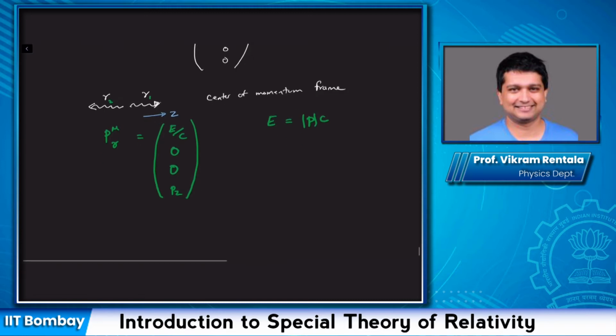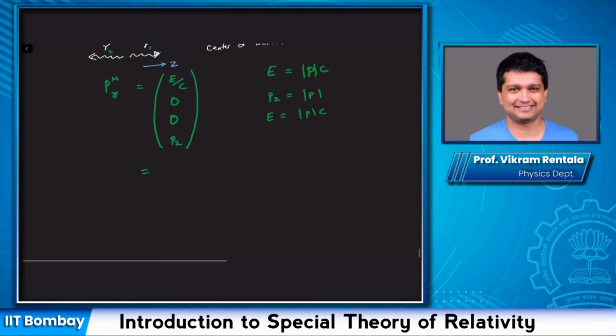Okay, and so we can take Pz to be the magnitude of momentum, the same as the z component of momentum, and therefore E will just be mod P times C, and we can write this now, the 4 vector, as E by C, or we can write mod P as E by C. So 0, 0, E by C.